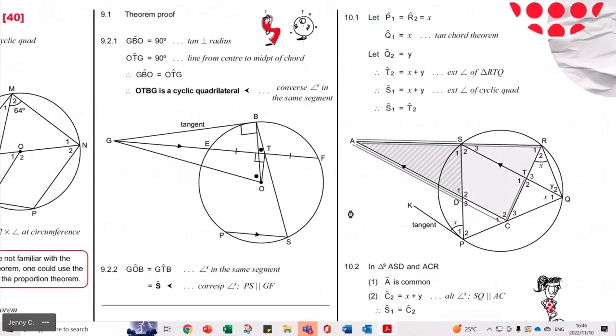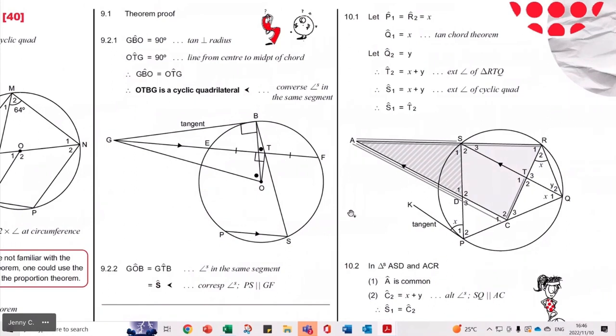Okay, if we look now at question 10, what we've got there is they gave you that angle R2 and angle P1 were equal. You end up using the tan chord theorem. You have to then use the exterior angle of triangles and the exterior angle of a cyclic quad. There are many ways of doing this.